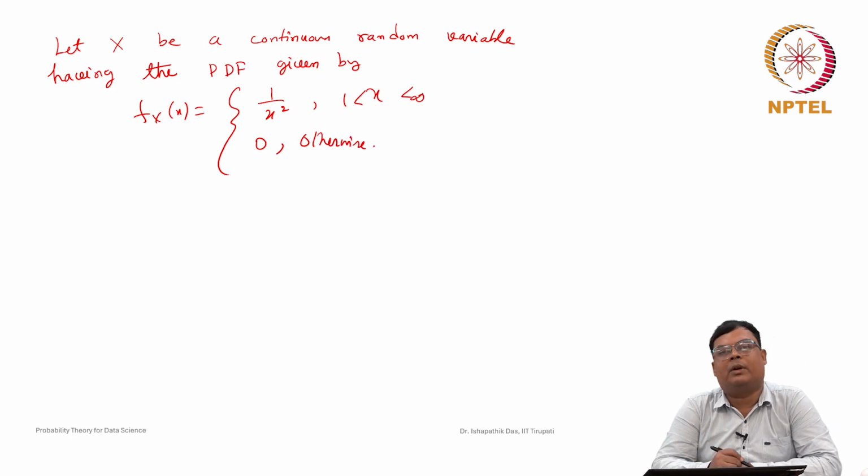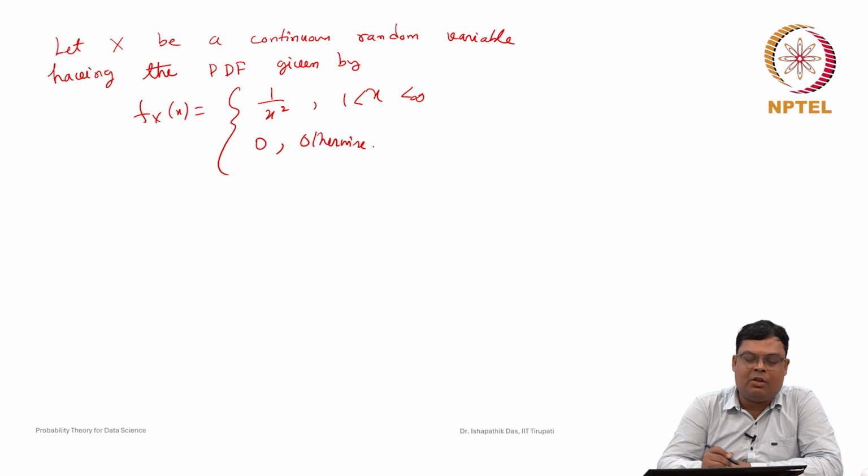1 by x square whenever x is greater than 1 and less than infinity, 0 otherwise. This is the density function we have found. We also found the probability between 2 and 3. Then what will be the mean of the random variable?